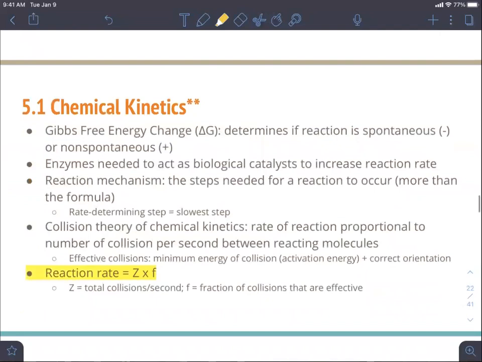Okay, so there's 2 asterisks here. That basically means that this is a high yield chapter. So this is super important on the MCAT.